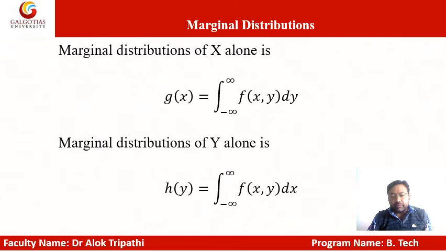Now the marginal distribution of y can be defined by h(y), which is the notation for the marginal distribution of y. h(y) is equal to the integration from minus infinity to infinity of f(x,y) dx. We have just integrated the probability density function with respect to x. These are the definitions of the marginal distributions of x and y.